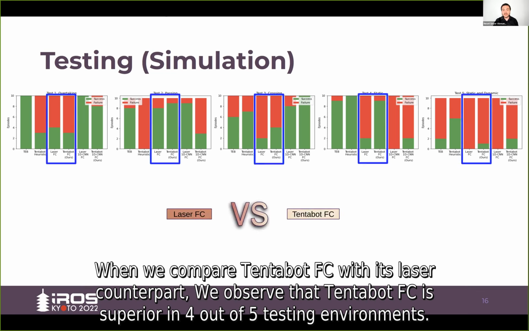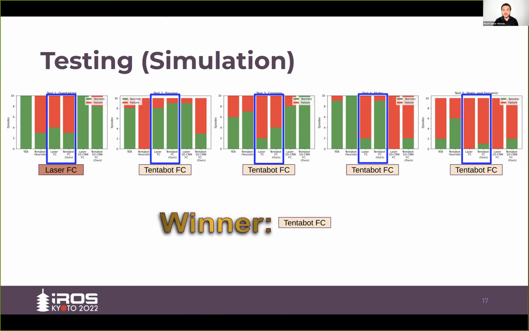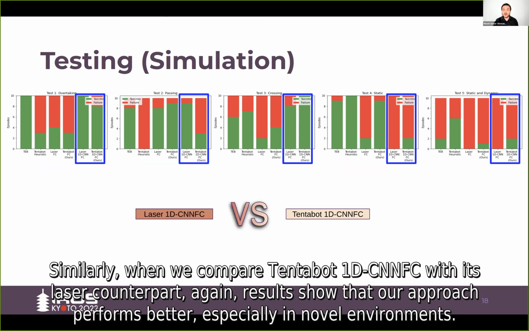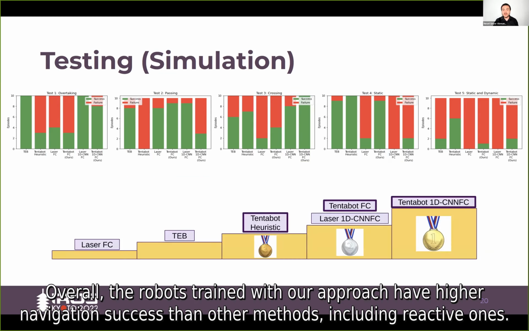When we compare Tentabot FC with its laser counterpart, we observed that Tentabot FC is superior in 4 out of 5 testing environments. Similarly, when we compare Tentabot 1DC and NFC with its laser counterpart, again, the results show that our approach performs better, especially in novel environments. Overall, the robots trained with our approach have higher navigation success than other methods, including reactive ones.